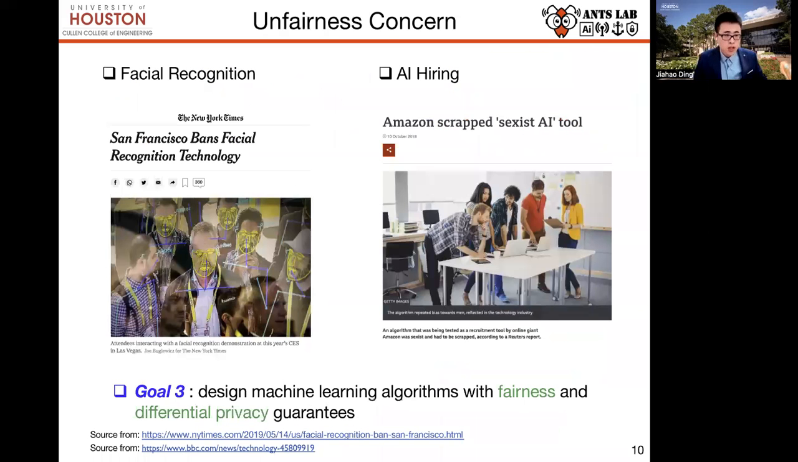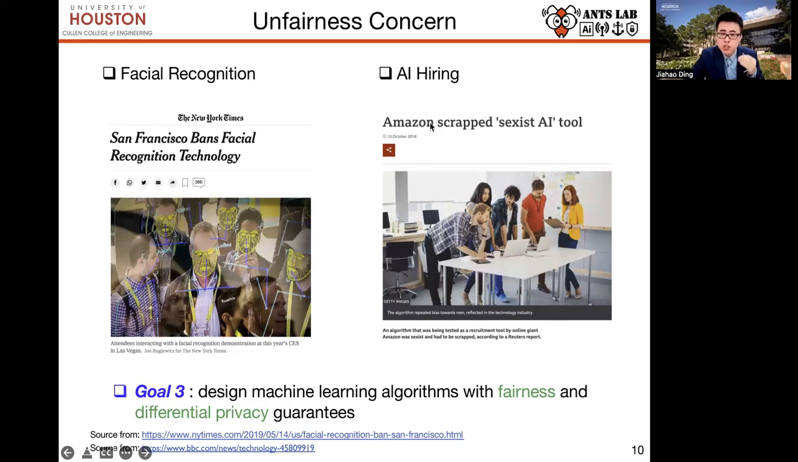Moreover, one intuitive fact of machine learning is that machine learning models are not neutral. What does that mean? That means some applications are biased against certain groups. For example, for facial recognition used in the real world in San Francisco, people voted against the use of facial recognition systems because they are prone to errors when used on people with dark skin or women.